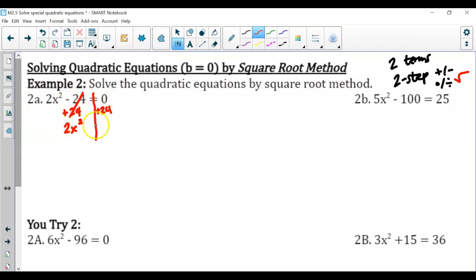Now I've got 2x squared is equal to 24. We're still solving for x, but it's being multiplied by 2. Doing the opposite, divide now by 2. X squared is equal to 12. Now notice x is not by itself yet because it's x squared. So now what is the inverse or opposite of x to the second power? Taking the square root. So x is equal to positive or negative radical 12, which can simplify to 2 radical 3.